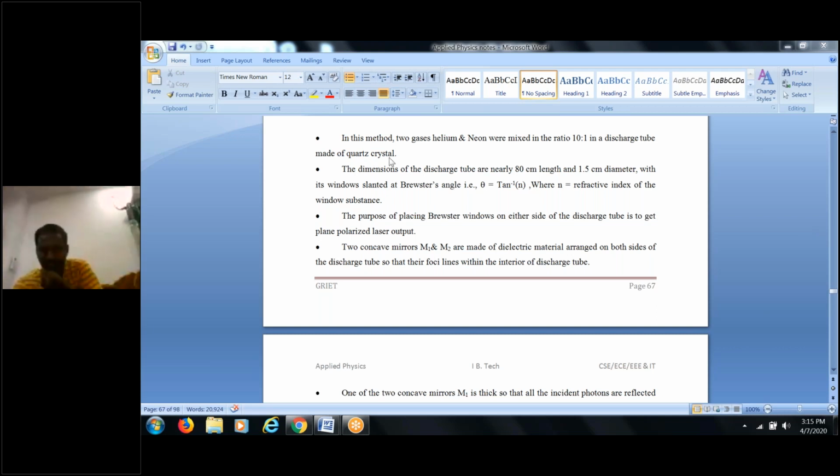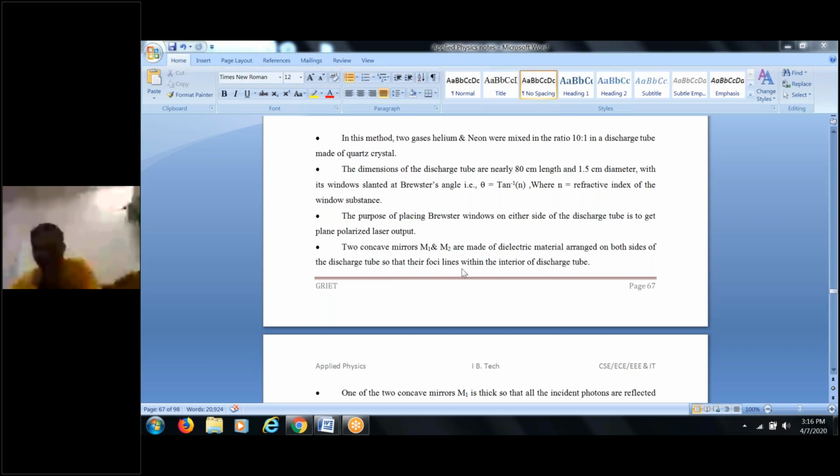Two gases, helium and neon, are mixed in the ratio 10:1 in a discharge tube made of quartz crystal. The dimensions of the discharge tube are 80 centimeters in length and 1.5 centimeters in diameter. We have special windows slanted at a special angle, theta equals tan inverse of n, and those windows are called Brewster's windows. Here n is the refractive index of the material used for manufacturing the window. Usually alkali halides like NaCl are used for manufacturing windows. The purpose of placing windows on either side of the discharge tube is to get plane polarized laser output. And the two concave mirrors M1 and M2 are arranged on both sides of the discharge tube.